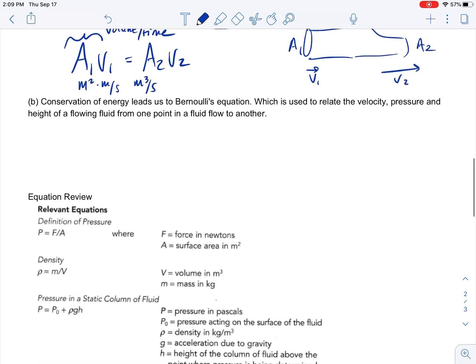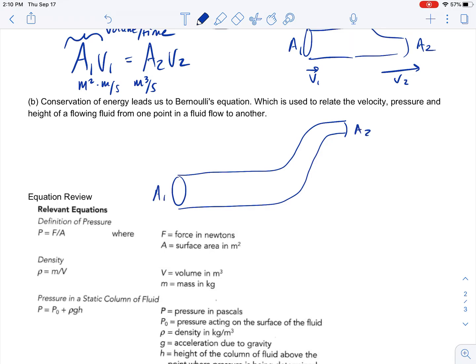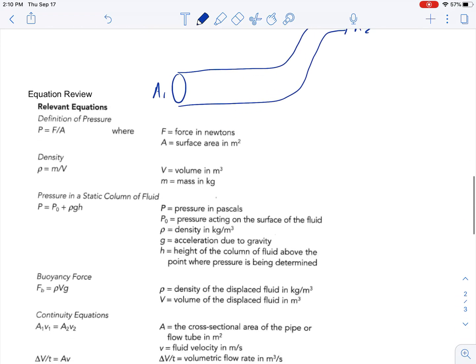Conservation of energy leads us to Bernoulli's equation, which is used to relate the velocity, pressure, and height of a flowing fluid from one point to a fluid flow in another. So Bernoulli's equation is really helpful when the height is changing, the cross-sectional area is changing, and the velocity is changing.